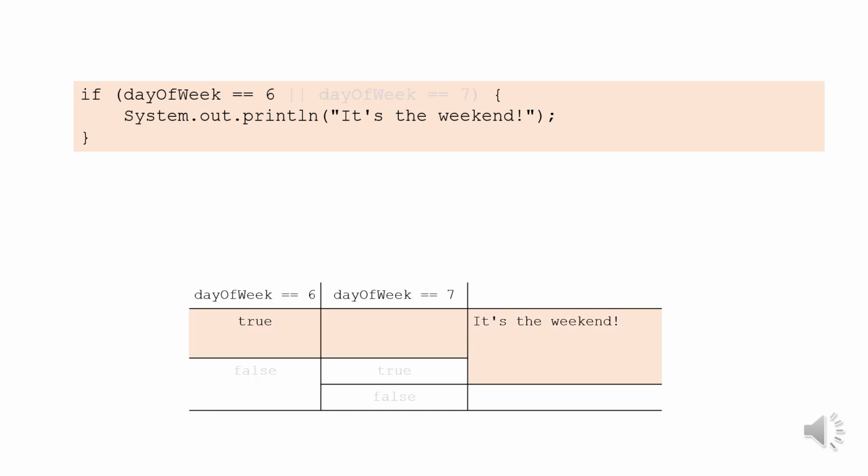However, if day of week equal to 6 is false, then the program proceeds to check the second condition. It checks whether day of week is equal to 7 or not. If this condition is true, again, the whole conjunction will evaluate to true and the program proceeds to the body of the if statement and it prints it's the weekend.